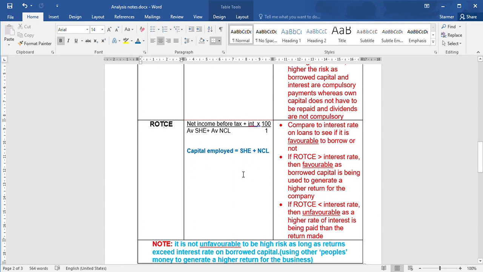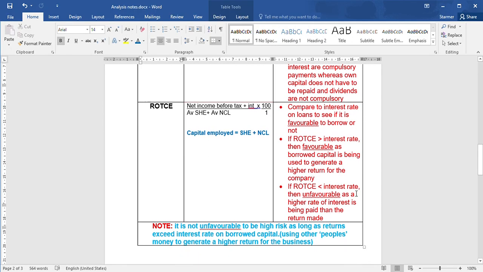Then if you look at return on total capital employed, the formula for this is net income before tax plus the interest on loans over your average capital employed, which is shareholders' equity plus non-current liabilities. Now what you need to do with this one is compare to the interest rate on the loans to see if it's favorable to borrow or not. If your return on capital employed is greater than your interest rate on loans, it's favorable. Basically what you're doing is using other people's money, using it effectively and generating a higher return for the company. The opposite is going to apply.